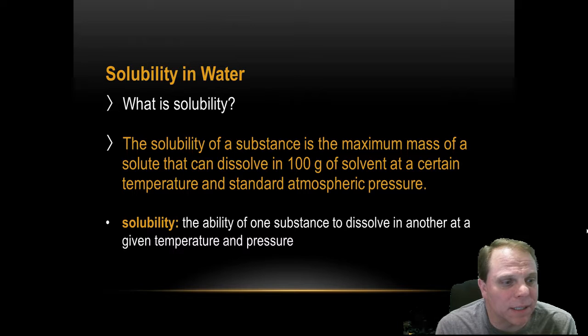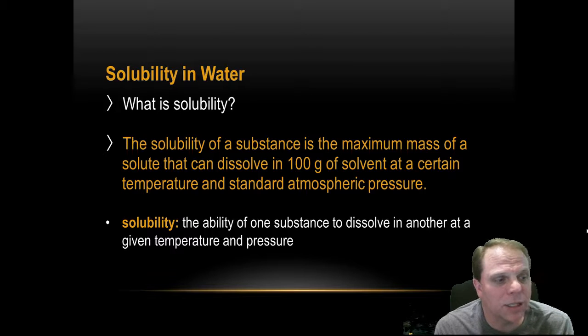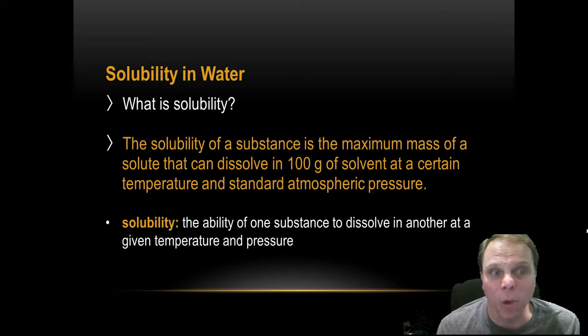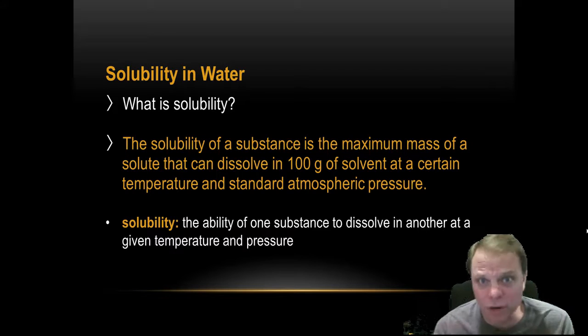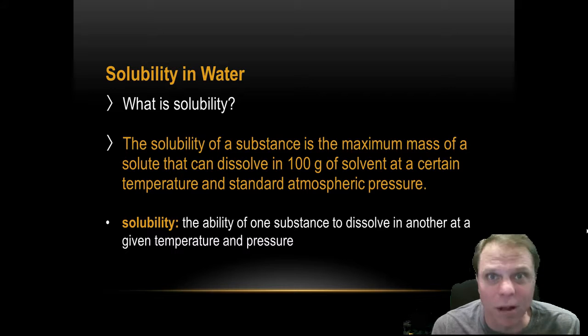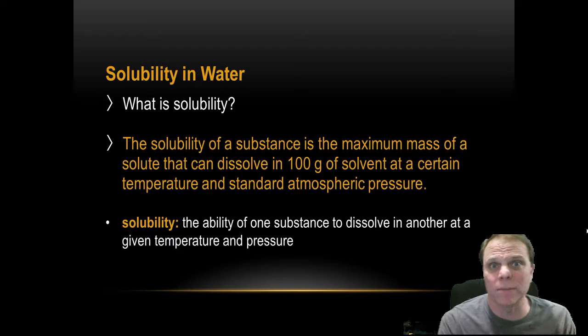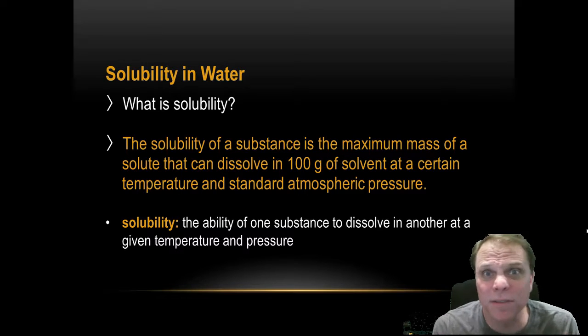The solubility of a substance is defined in a couple different ways depending upon where you are, but this is a standard definition: the maximum mass of solute that can dissolve in 100 grams of solvent at a certain temperature and certain standard atmospheric pressure. So at standard atmospheric pressure and a particular temperature, how much of this substance can I dissolve in 100 grams of water or another solvent? That's how we would typically define solubility. You can calculate solubility by taking the total number of grams that you were able to dissolve, divided by the 100 grams of solvent.